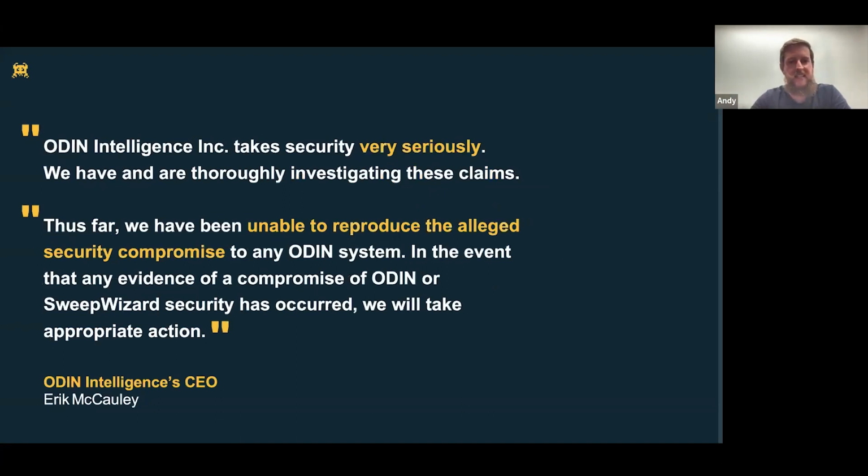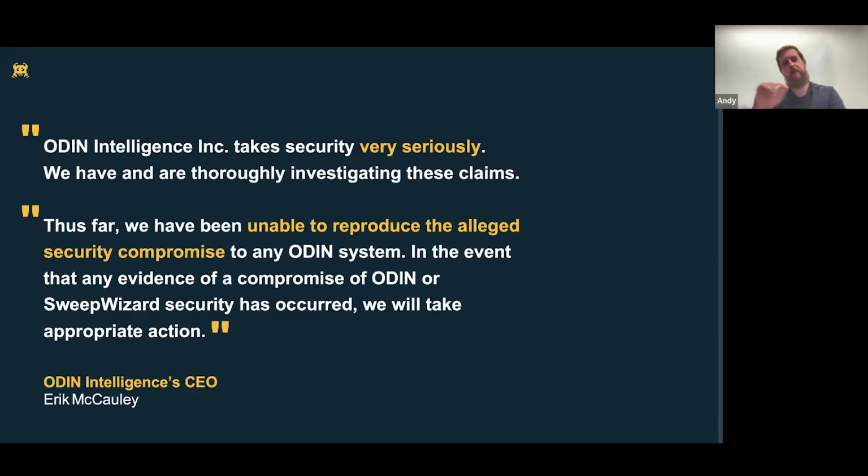Odin responded by saying they take security very seriously, but they were unable to reproduce the alleged security compromise. You know, sometimes these things are difficult. If you're a small company and you're trying to respond to these kinds of events, it can be difficult to do.